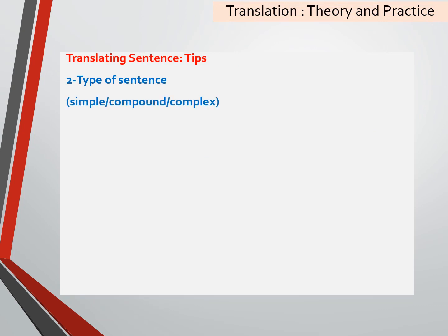The second point is type of sentence. Types of sentence can be classified differently based on the form, based on the content, but usually we have 3 classifications. We say simple, compound, complex. This is based on the form of the sentence. And then we can give some examples.